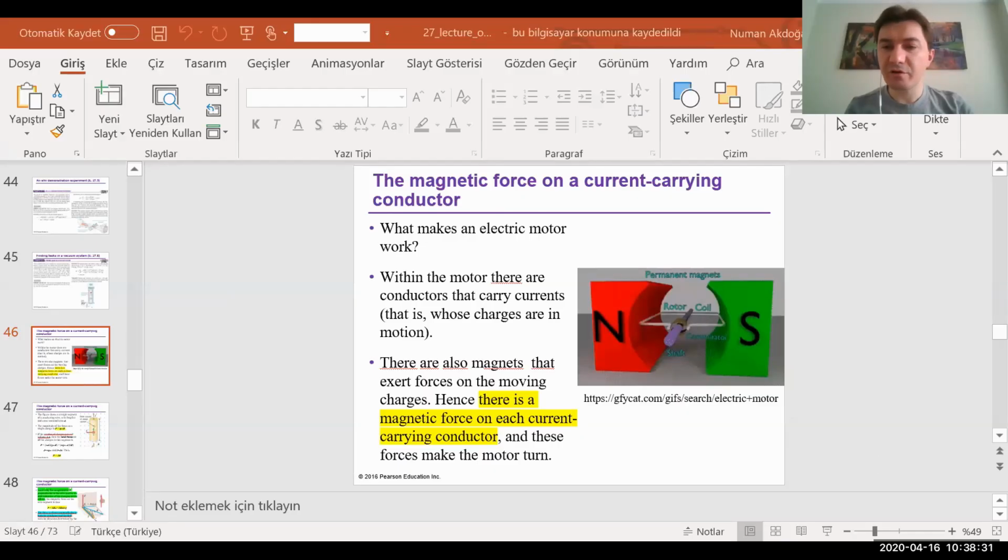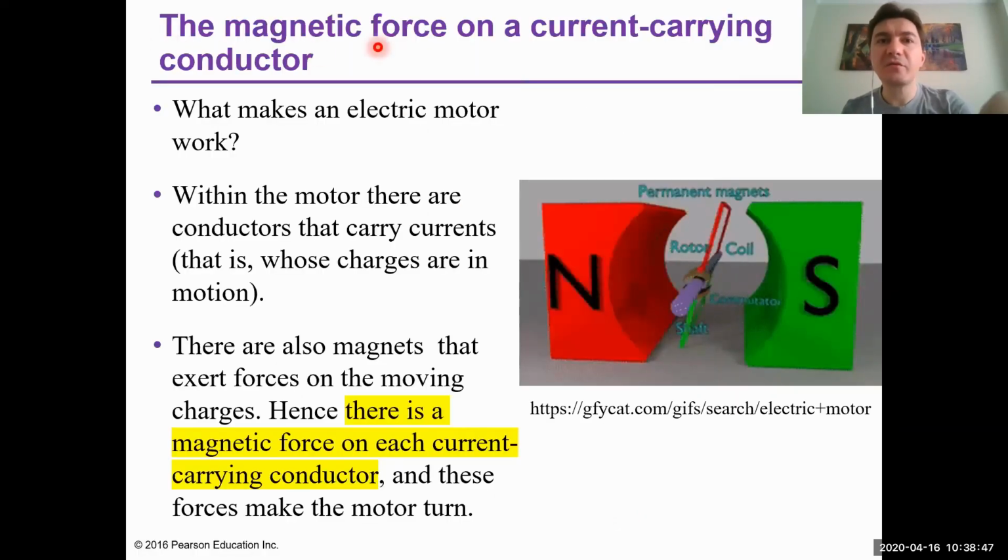Today we will continue with chapter 27. The topic is magnetic force on a current carrying conductor. We have a conductor and we drive a current on that conductor. So if you apply a magnetic field on that current carrying conductor, then you will get a magnetic force. During the last lecture, we discussed magnetic force on a moving charged particle. So today we will talk about magnetic force on a current carrying conductor.